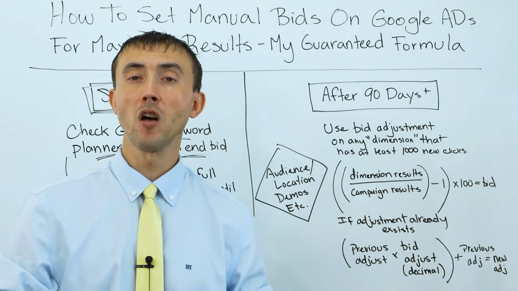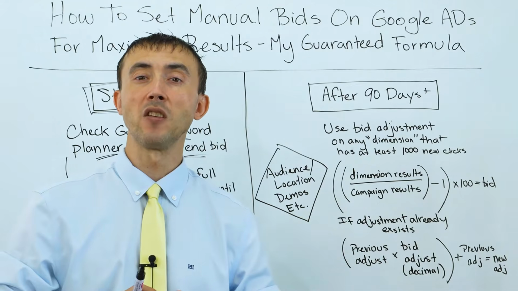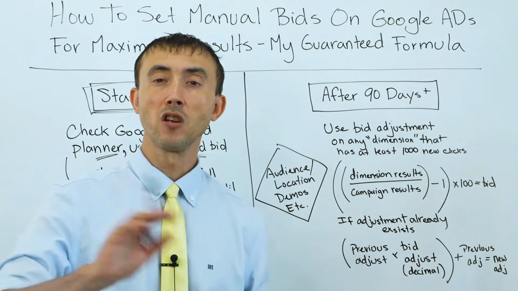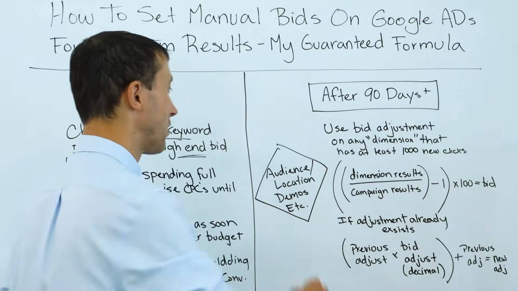But you could do this all manually and stay with manual bidding and do the same thing the smart bidding algorithm's going to do. You're just going to do it manually for yourself. And I'm going to talk about that here next.